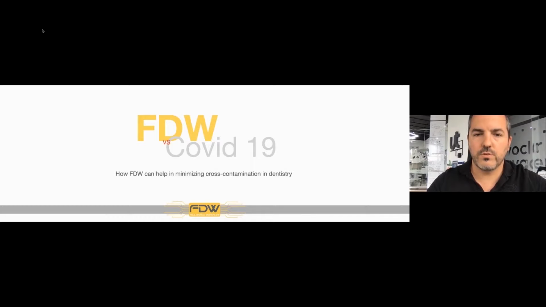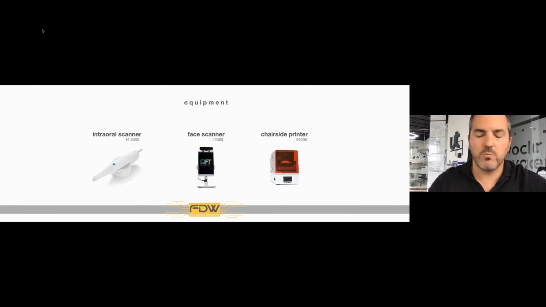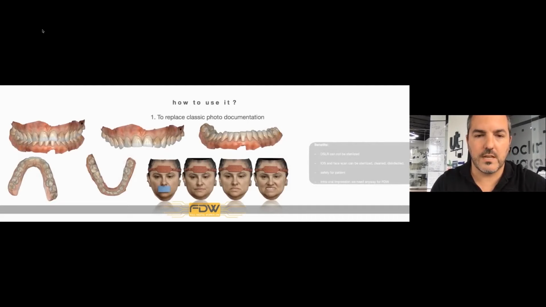So first of all, full digital workflow and COVID, how this can help us. And I will just go a little bit through it, but later you will understand actually how it works. So first of all, let's say intraoral scanner, face scanner, and chairside printer can help you go to the next level. First of all, it's because you can replace the classic photo documentation. You can document all your cases with a Medit intraoral scanner and with a face scanner.